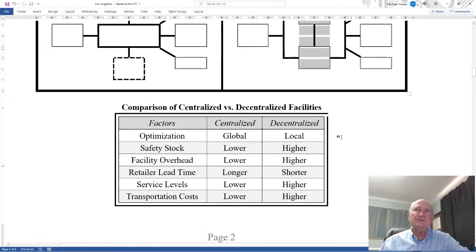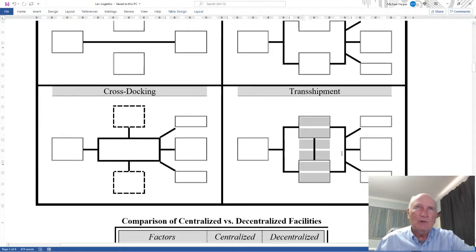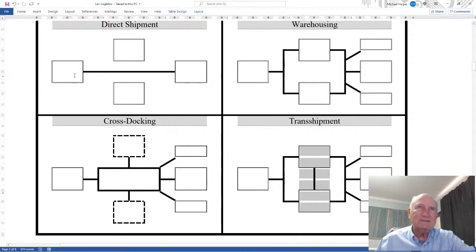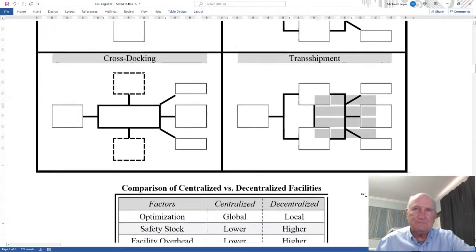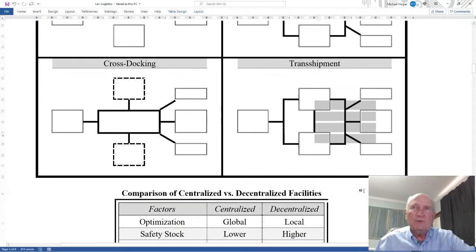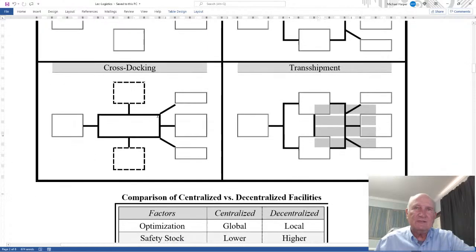Comparison of centralized versus decentralized facilities. Well, over here, this would be considered a centralized facility because the strategy is upstream and centralized. And this is decentralized because the demand is met with downstream or decentralized decision making here and decentralized decision making here. So these are centralized versus decentralized facilities.